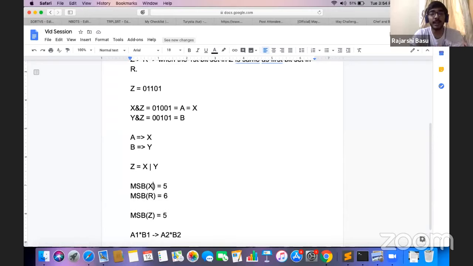So since the highest set bit in any one of the numbers is 5, the highest set bit in Z will also be the same as the highest set bit in whatever number there is. But the highest set bit in R is 6. That's why R will always be greater than Z. Hopefully it makes sense now. Okay. So this was the first subtask. We just put Z equal to X or Y, and then we compute f(X, Y, Z).